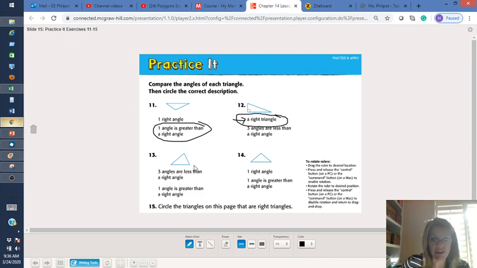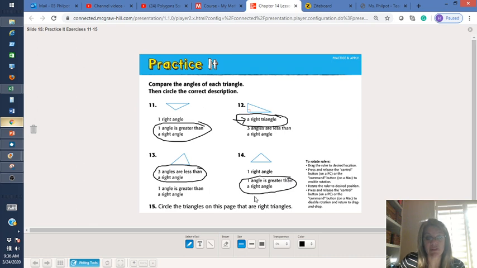None of these look bigger than a right angle to me. They all look like they're less than a right angle. This one has what right angle? You know what? That looks like it could be a right angle, but there's no square right there. So we know that that's not a right angle. One angle is greater than a right angle. This one has got to be bigger than a right angle then, because we know it's not a right angle, and it is definitely not smaller than a right angle. Okay, and then circle the ones that are right triangles, just this one. Okay, just that one is a right triangle.